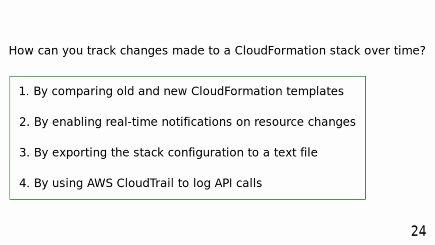How can you track changes made to a CloudFormation stack over time? By comparing old and new CloudFormation templates. By enabling real-time notifications on resource changes. By exporting the stack configuration to a text file. By using AWS CloudTrail to log API calls.